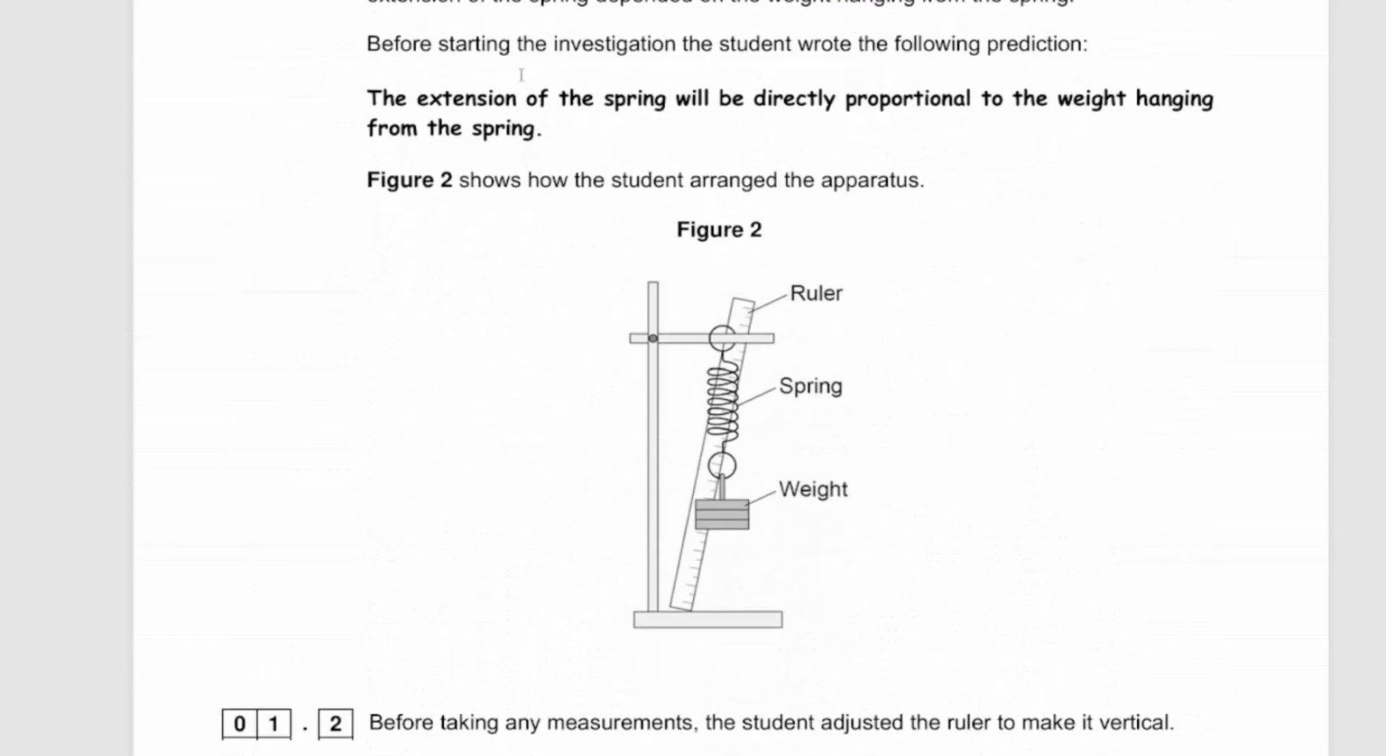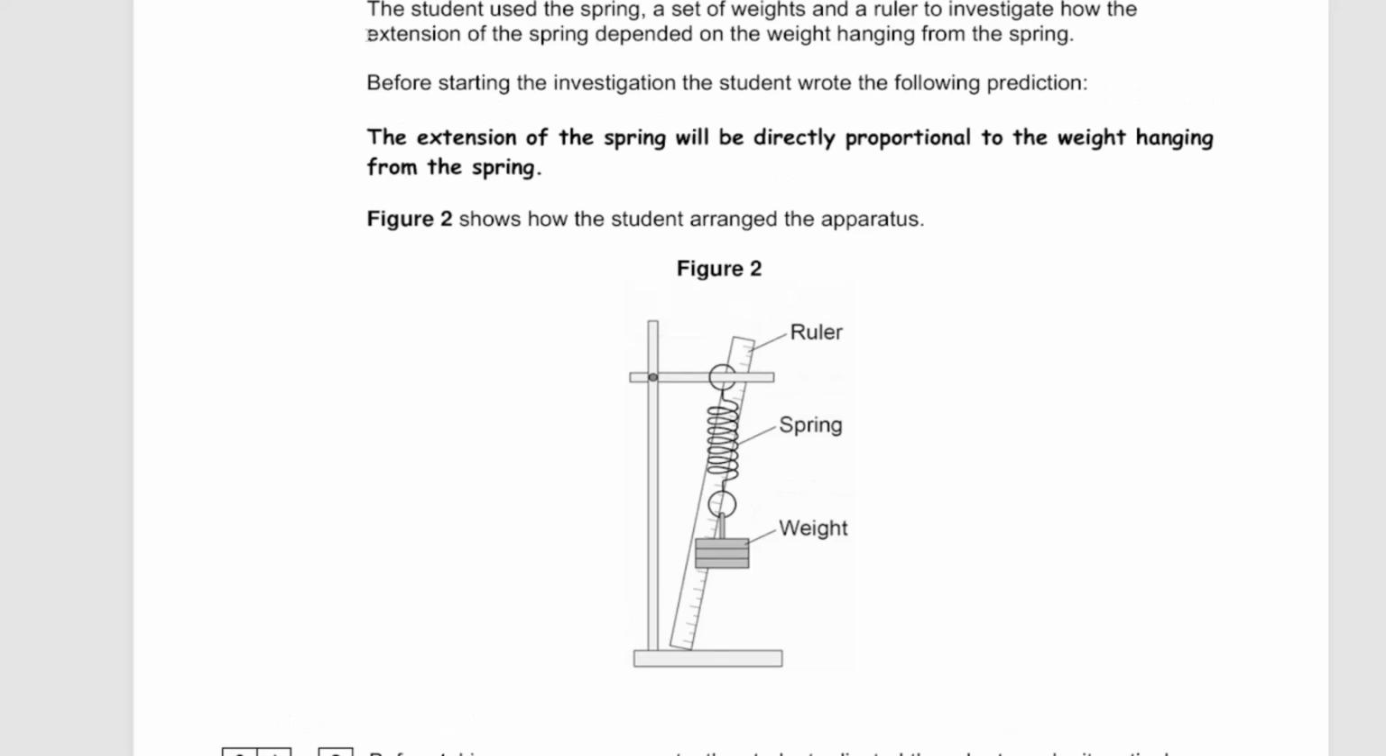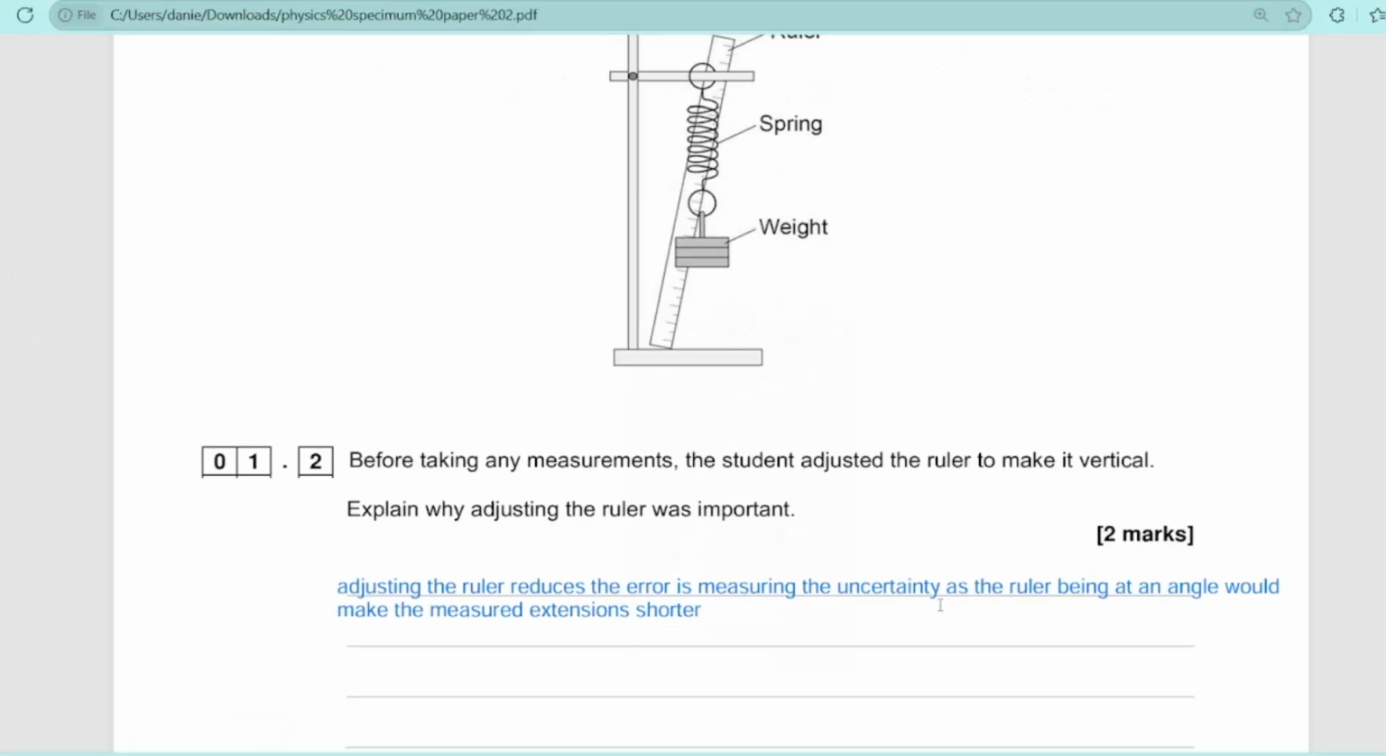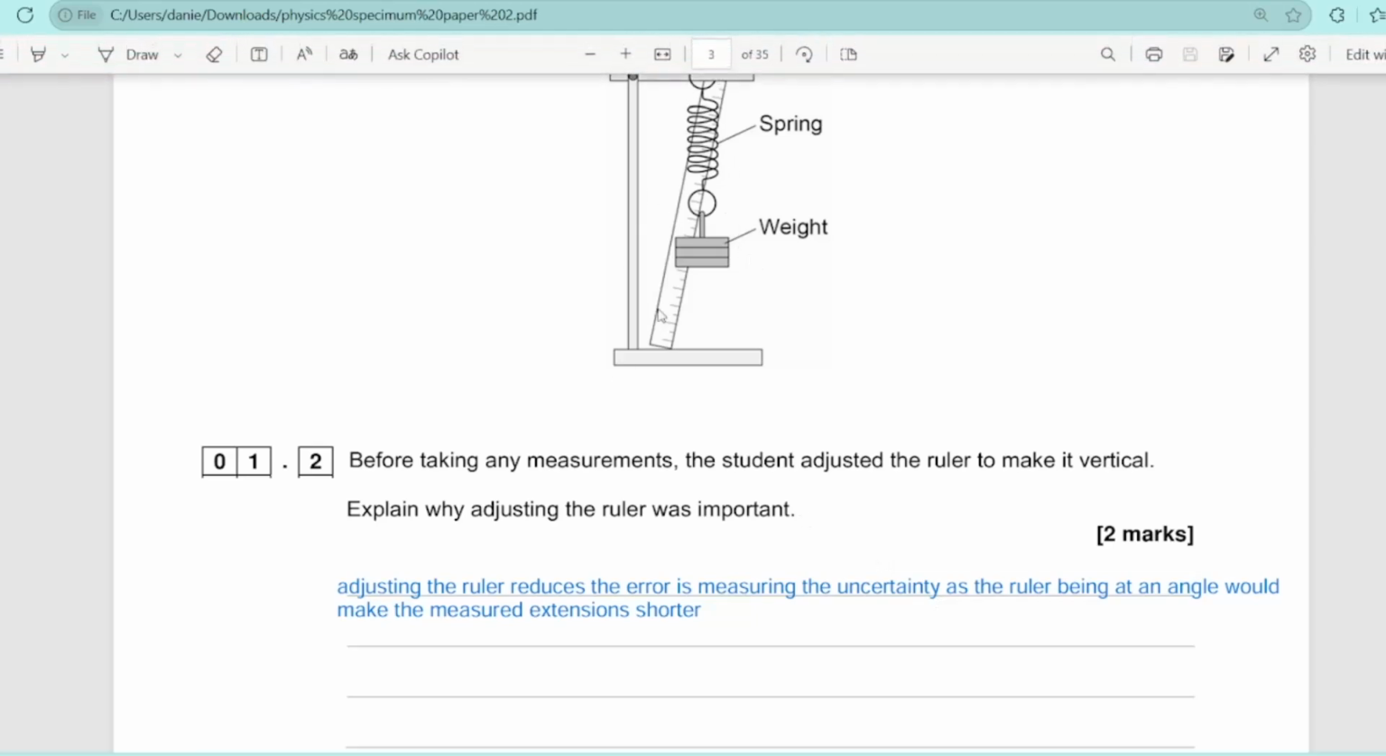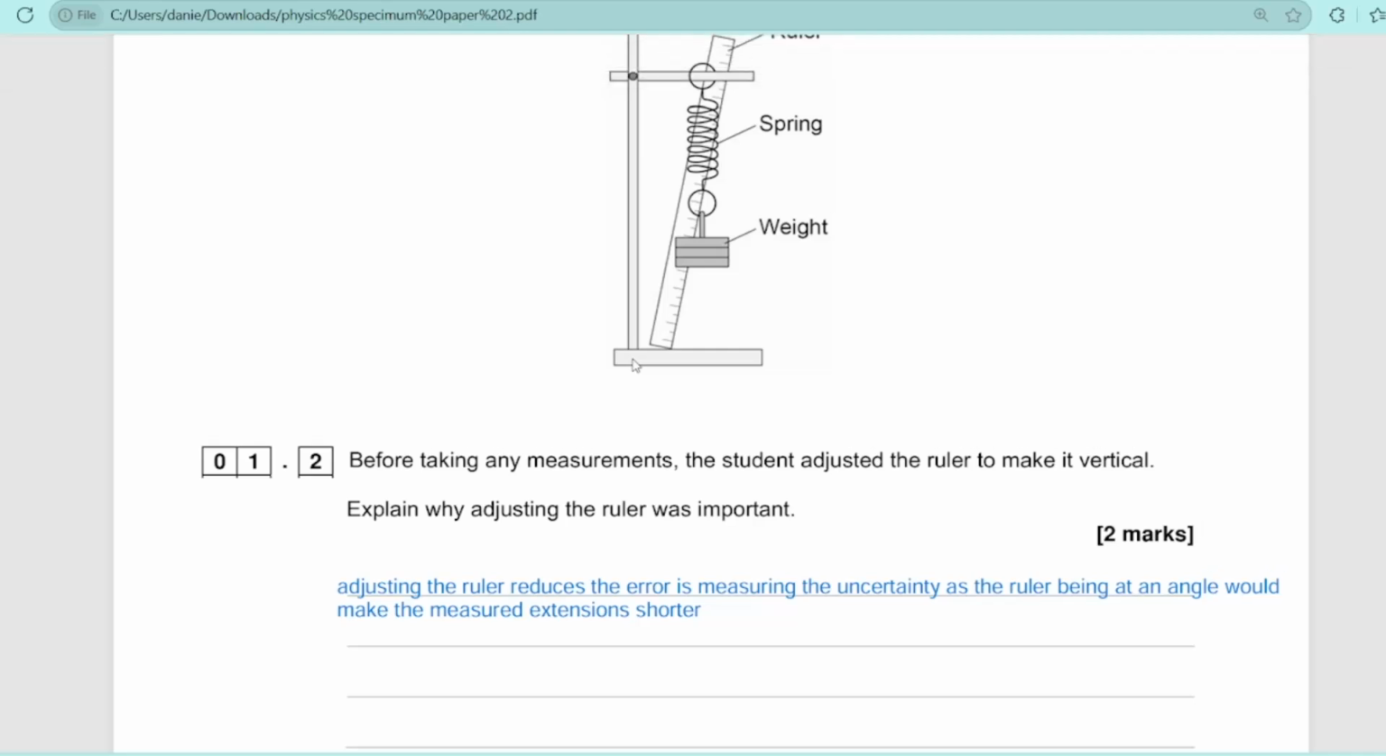Then we're given just a bit of preamble about how the student used the spring and a set of weights and a ruler to investigate how the extension of the spring depended on the weight, and they wrote the hypothesis that the extension of the spring will be directly proportional to the weight hanging from the spring, with figure 2 showing how they set up the apparatus. And then we're told before taking any measurements, the student adjusted the ruler to make it vertical. Now then, the reason it's so important that the ruler is straight is to decrease the uncertainty, as the ruler being at an angle would make the measured extensions shorter.